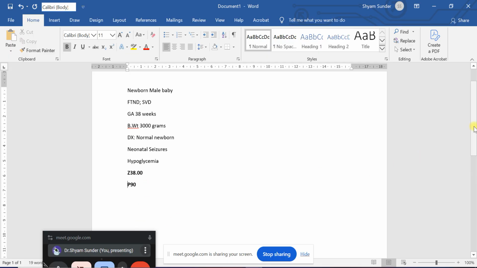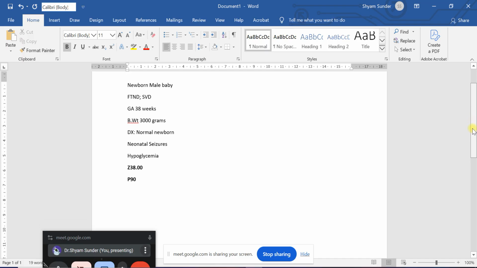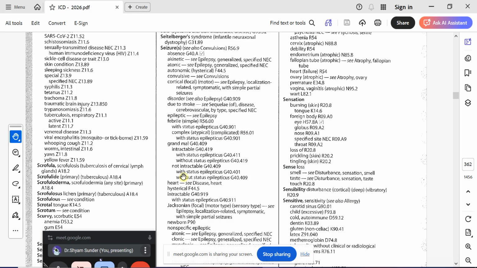All right, so let us examine. After 28 days, we will not go with the P series. Yes, we should not go with the P series. For example, the baby is 30 days old and developed neonatal seizures for the first time. We should not use this P90, the seizures code. So this code R56.9, we have to use.